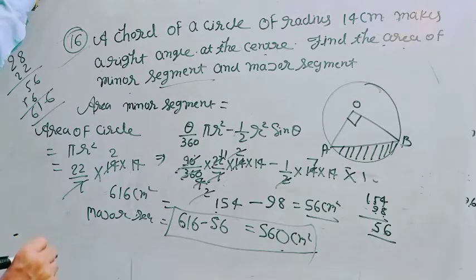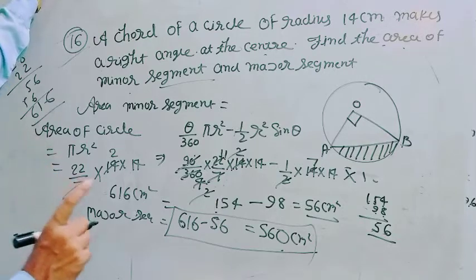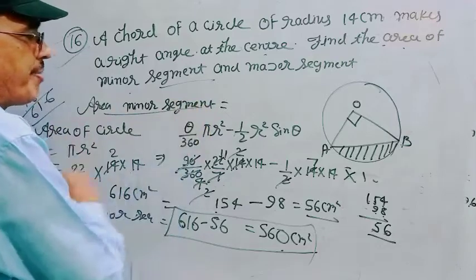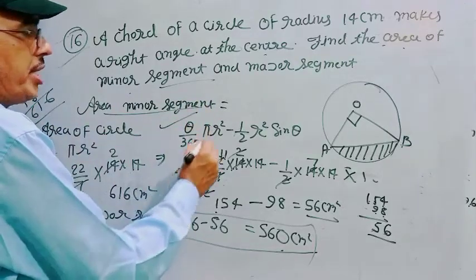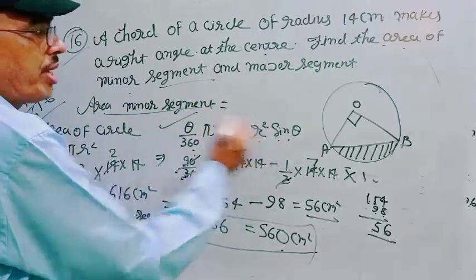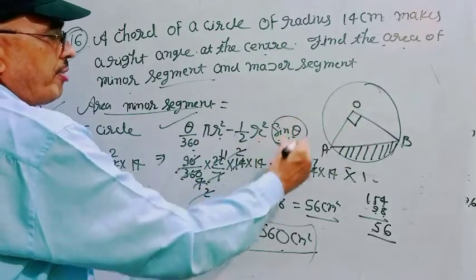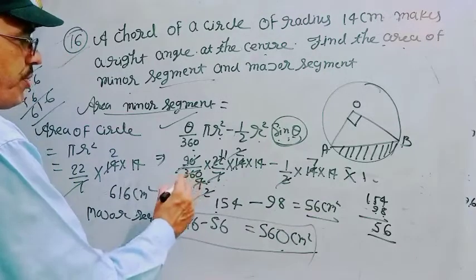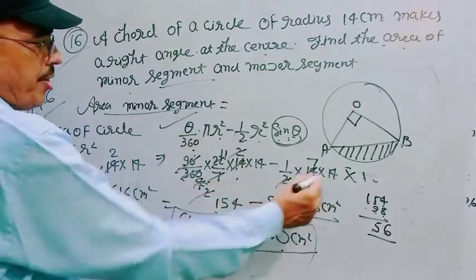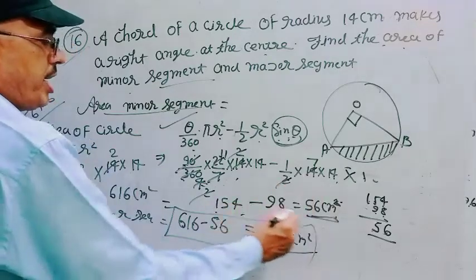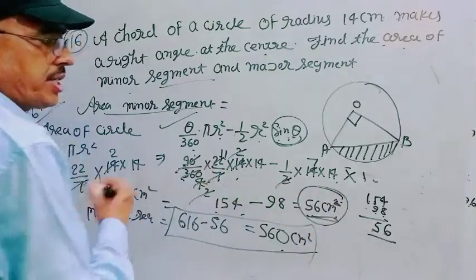So dear student, this is a very important question related to segments. If theta is given as 90, then for the area of the minor segment, it is equal to theta by 360 pi r square minus 1 by 2 r square sin theta. But here theta is 90, so the value of sin theta is 1. So first you write this formula and you get that the answer will be 56 cm square. It is the area of the minor segment.